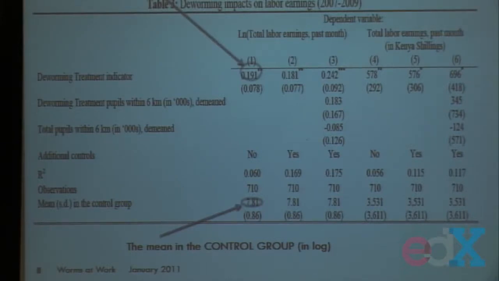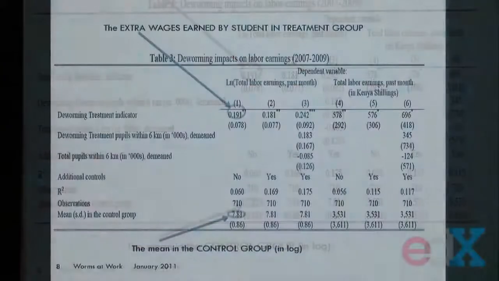No, so what you would do, this is the mean of the log, and this is the extra log point that they get. So if we wanted to know the log wages for the treatment group, all we would need to do is to add 0.19 to 7.80. So that would be about 8. And then if we wanted to know the level, then we would take the exponential of 8, right?